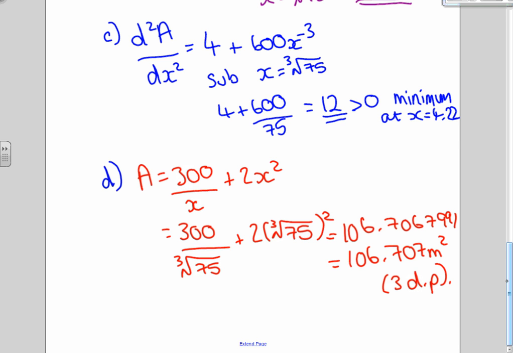So we've figured out what the minimum surface area of the sheets of metal will be to make the tank that holds 100 meters cubed of water.